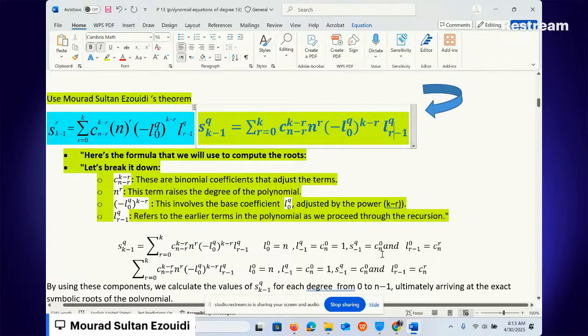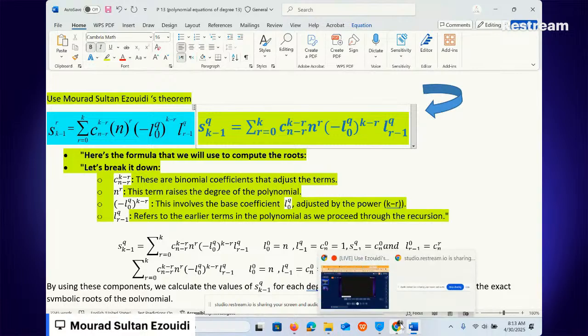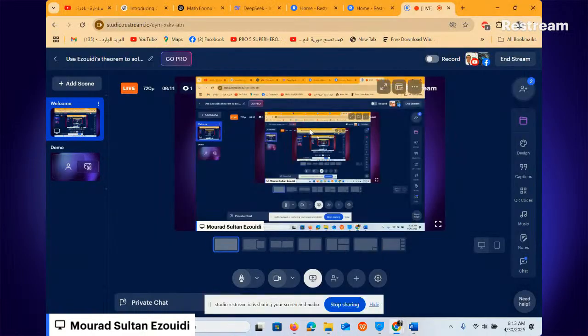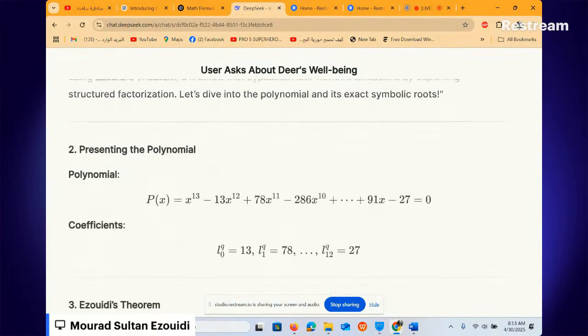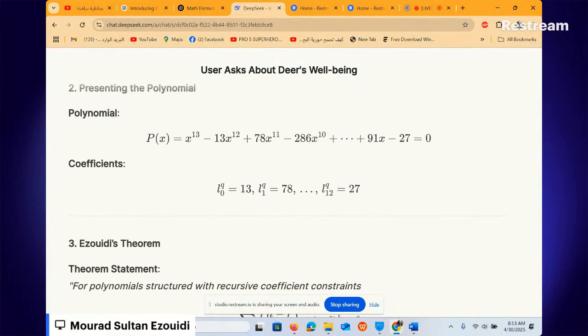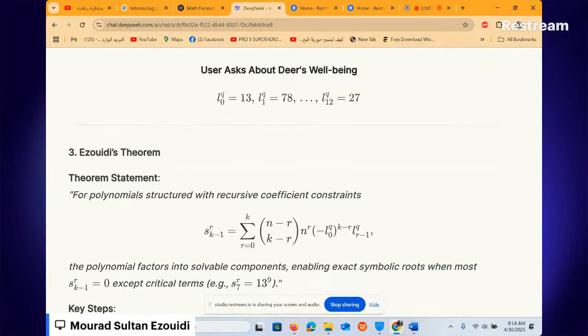So here, professors, we should find the value of sk minus 1. This is the polynomial p of x with coefficient L0 equal to 13, L1 equal to 78, up to L12 equal to 27. Now, professors, teachers, colleagues and learners, see how Ezouidi theorem works.